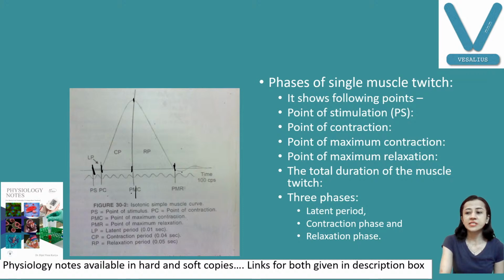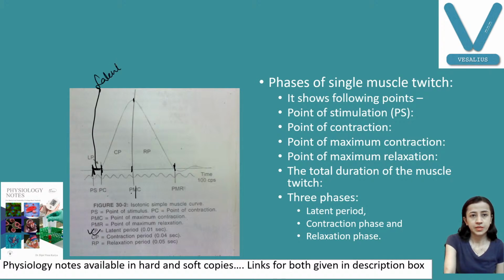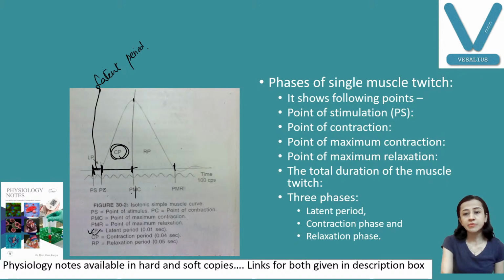Now we will discuss the various periods of muscle contraction. Number one, the period between the point of stimulus and the point of contraction is known as the latent period, the time required for the impulse to pass from the stimulating point until the contraction begins. Next, the period between the point of contraction and the point of maximum contraction is known as the contraction period. And the period between the point of maximum contraction and maximum relaxation is known as the relaxation period.